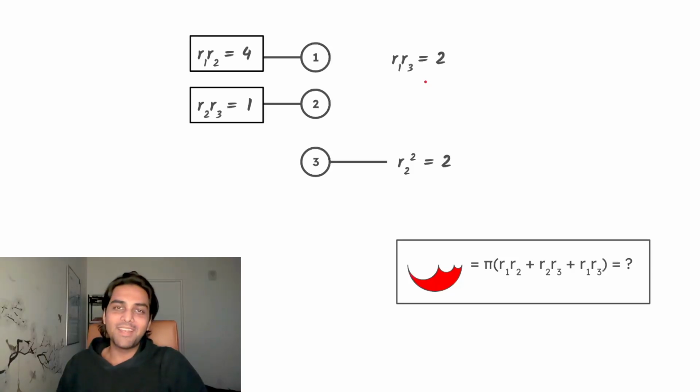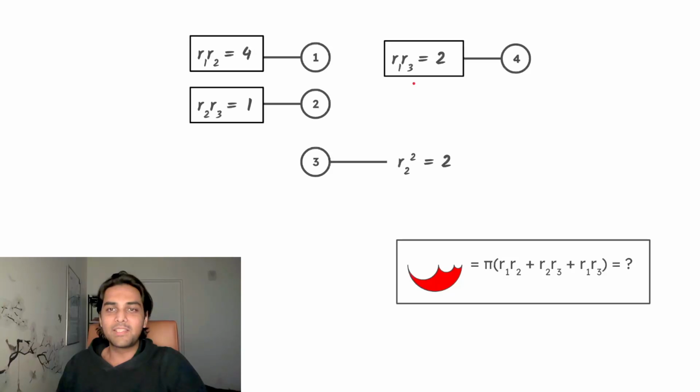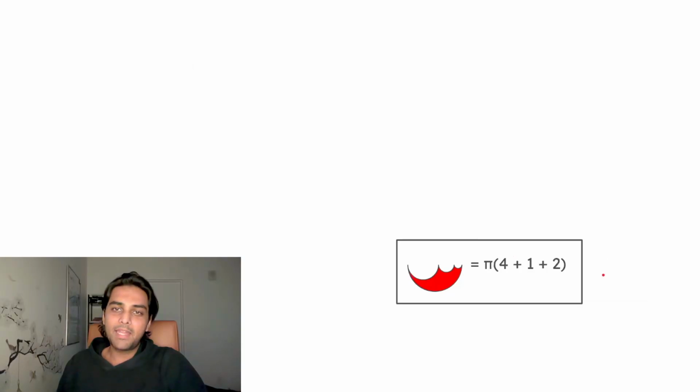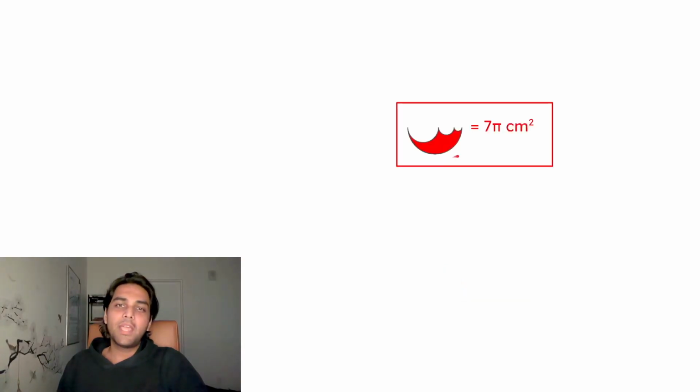Okay, that was fun. Let's call this equation number 4, and we are ready to plug the values of all these three variables in our final solution. We know that r1 times r2 is 4, r2 times r3 is 1, and r1 times r3 is 2. So we get pi times 4 plus 1 plus 2. That gives us pi times 7. Now let's put back the unit for area, and we get 7 pi centimeters squared. So the area of this red colored region is 7 pi centimeters squared, and that is our final answer.